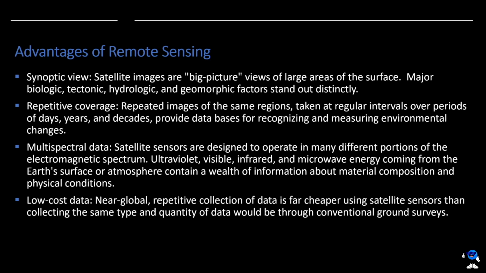Multispectral data: satellite sensors are designed to operate in many different portions of the electromagnetic spectrum. Ultraviolet, visible, infrared, and microwave energy coming from the Earth's surface or atmosphere contain a wealth of information about material composition and physical conditions. Low-cost data: near global repetitive collection of data is far cheaper using satellite sensors than collecting the same type of quantity of data would be through conventional ground surveys.